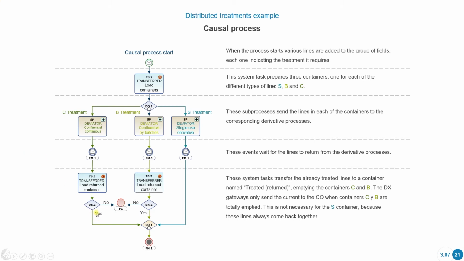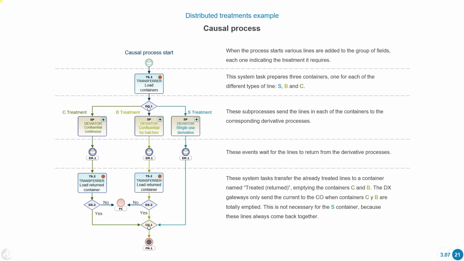Why? Because we still need the process to be active in order to receive more lines from other processes. So if we don't have all the lines of the container C already returned from other processes, then we cannot send the flow here. Because after the CO gateway, what we're going to do is finish the process. And we don't want to finish the process unless we make sure that we've already given all those lines of the container C the specific treatment that they require in the external process.